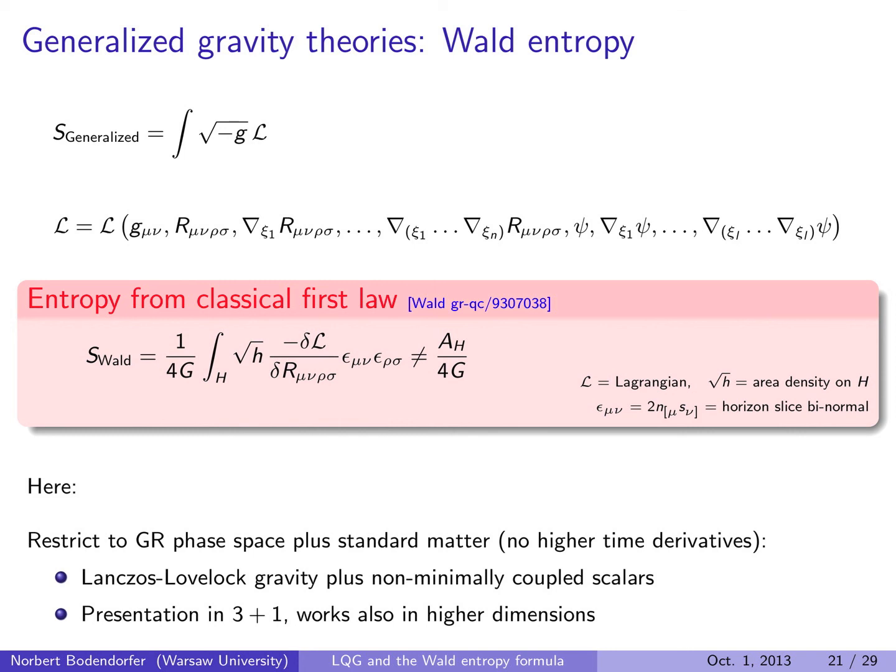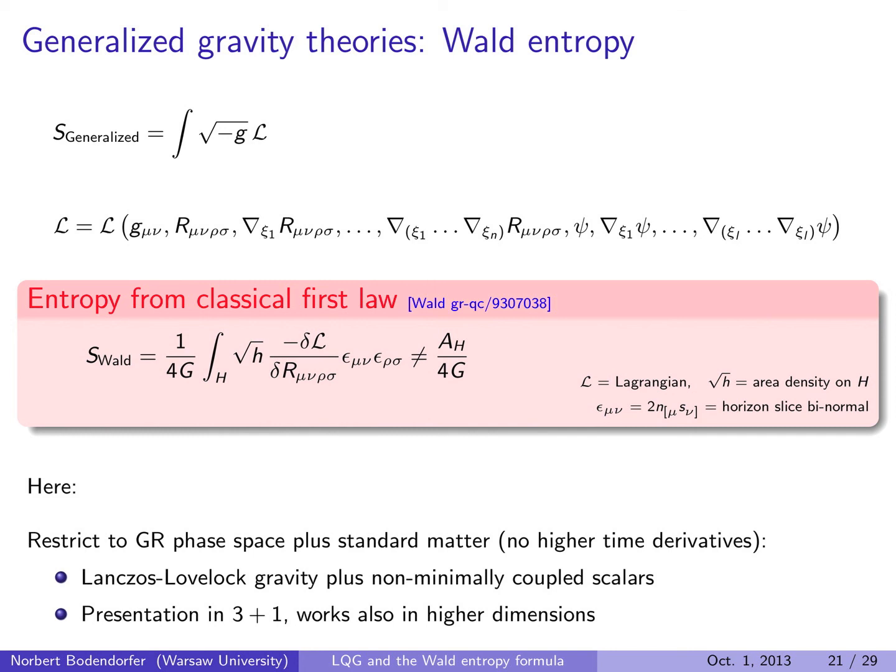So here, let me first tell you what I mean by a generalized theory. By a generalized theory, I mean a theory which we define by an action as an integral over the metric density times some Lagrangian. And this Lagrangian is just a function of the metric, the curvature, some derivatives of the curvature, matter fields, and also derivatives of the matter fields. And then if you have such a generalized theory of gravity, it was Wald who proposed that there is a sensible notion of entropy, which you can derive from the first law. And this entropy is today called the Wald entropy, and it's written in this red box.